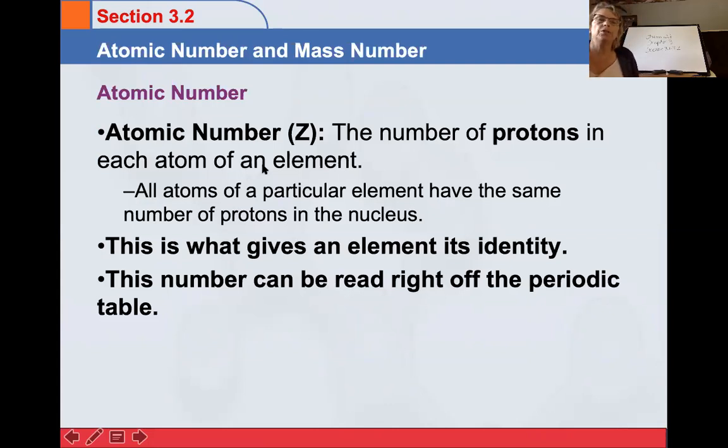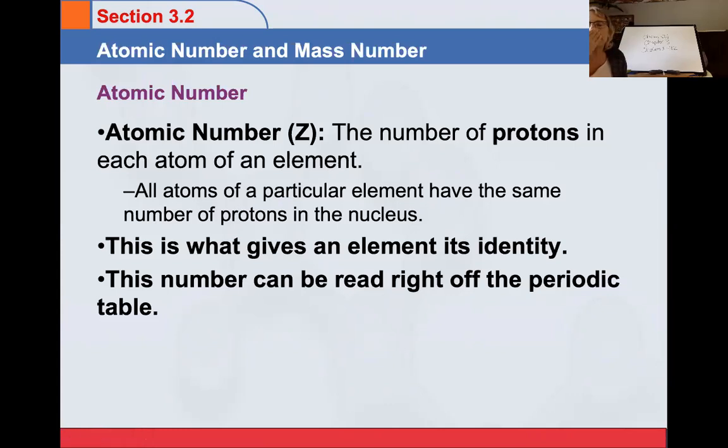In section 3.2, we're going to talk a little bit more about two things called the atomic number and the mass number. The atomic number is simply the number of protons in each atom of an element. All atoms of a particular element have the same number of protons in the nucleus. And this is what gives an element its identity. And this number can be read right off the periodic table.